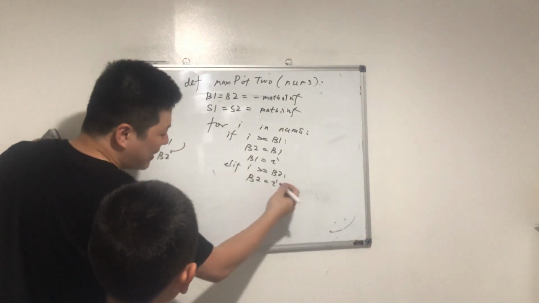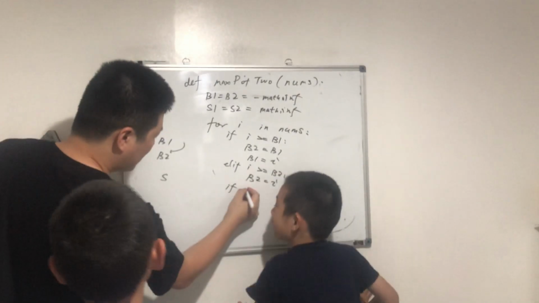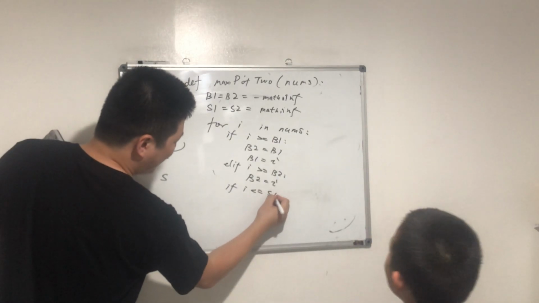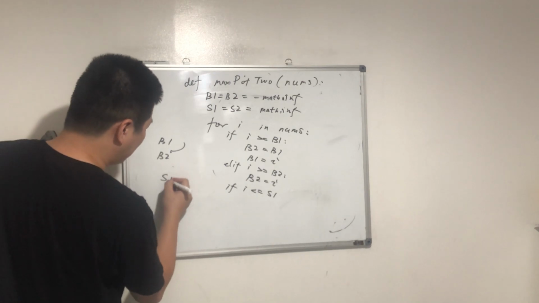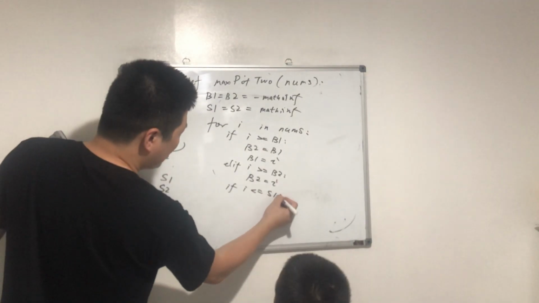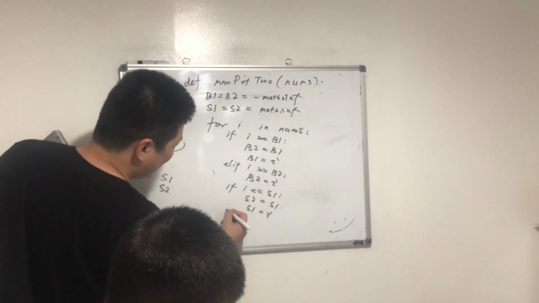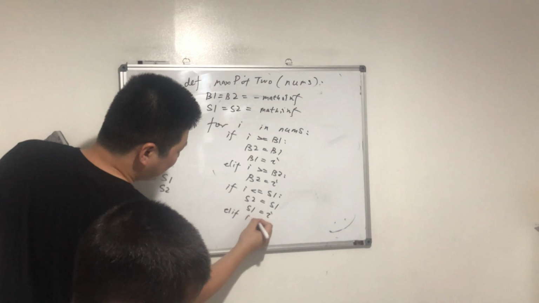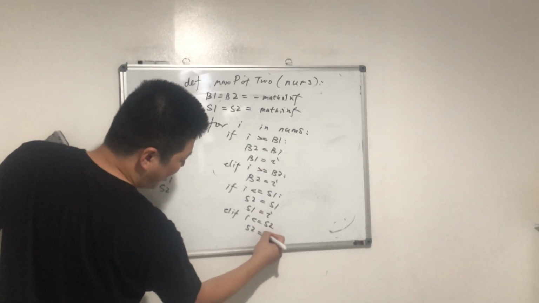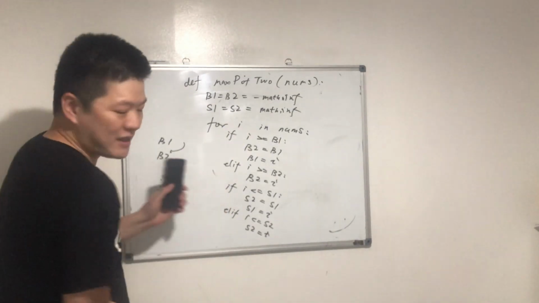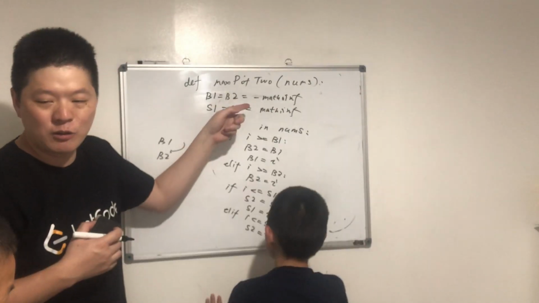And then we need to do this for the small one and small two. If I is smaller or equal than small one, if this is small one, this is small two, we can say S2 equals S1, S1 equals I. If I is smaller or equal to S2, S2 equals I. That's it. After this, B1, B2 is the biggest and S1, S2 is the smallest.